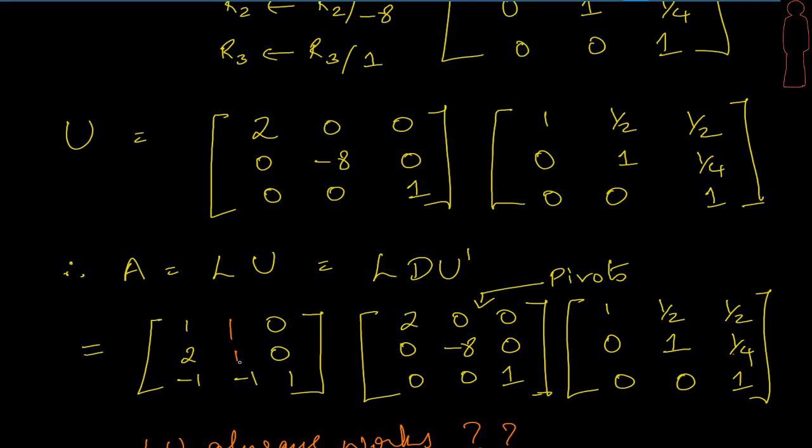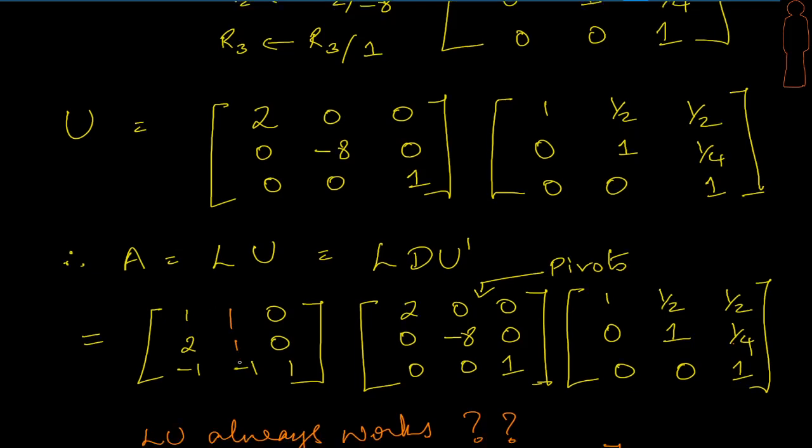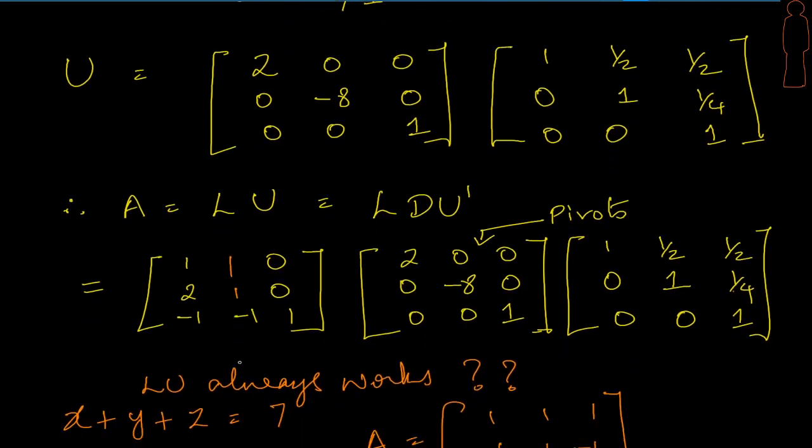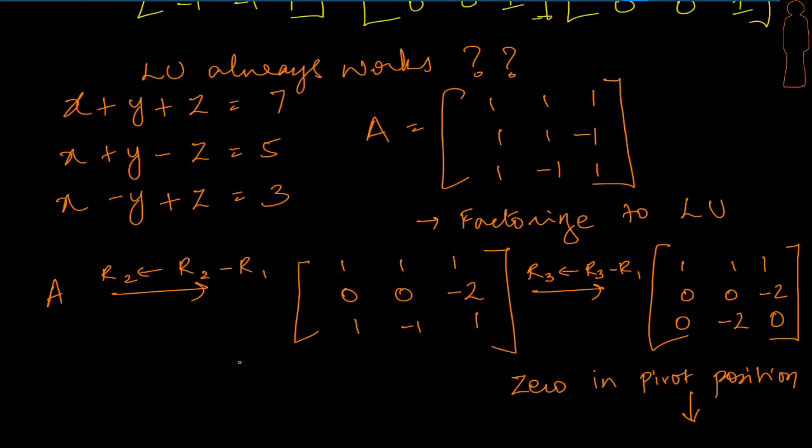And 1, right? Okay. So we move to our next question, which we initially discussed. Does LU factorization always work, right? So let me pick up an example and then see what happens. So here is my example. We have this system of equations. I have this coefficient matrix. Let's try and factorize it to LU.